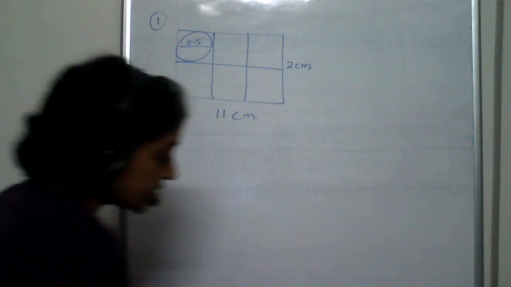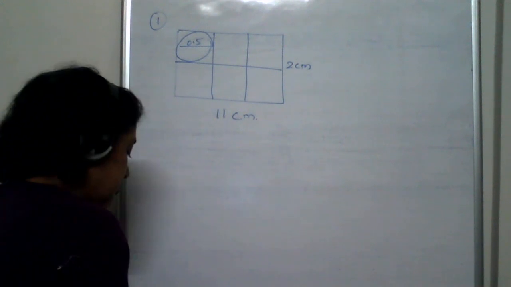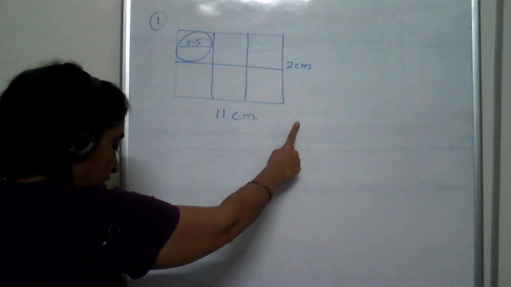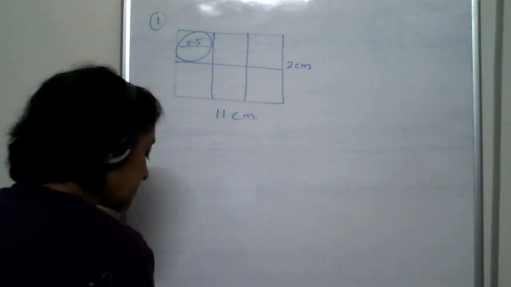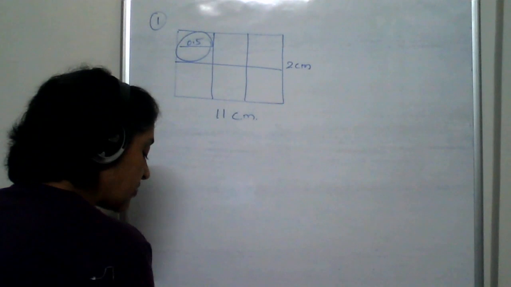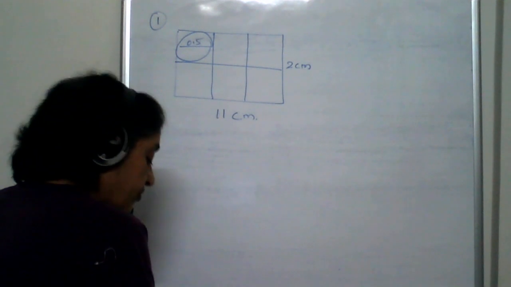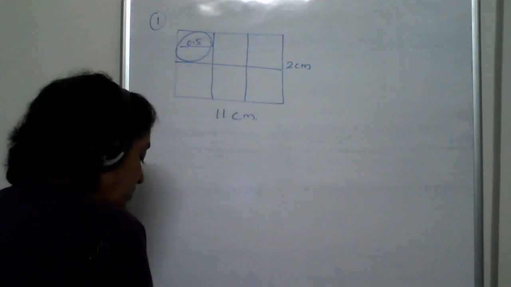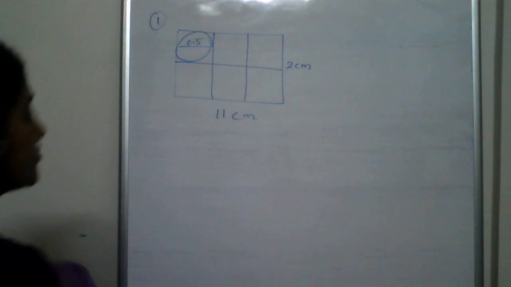Hi, here we have a question which says that a sheet is 11 centimeter long. You can see 11 centimeter long and 2 centimeter wide. Circular pieces of 0.5 centimeter in diameter are cut from it to prepare discs. Calculate the number of discs that can be prepared.